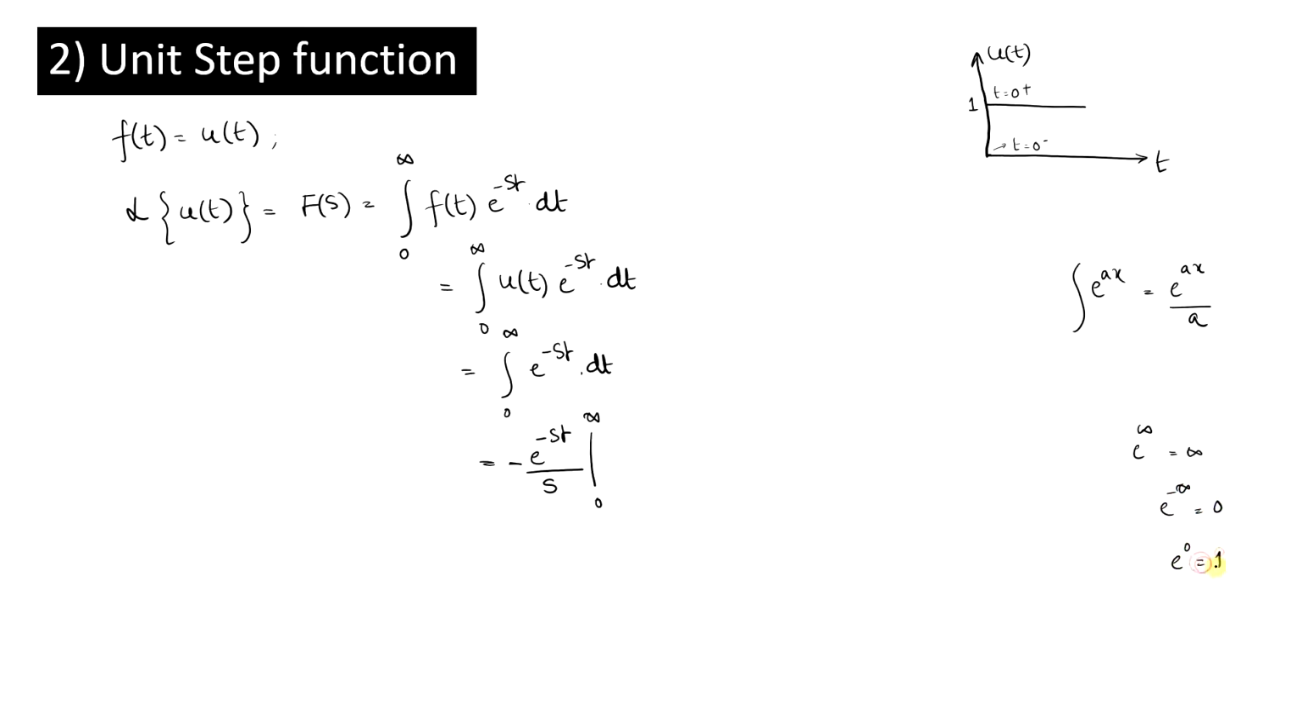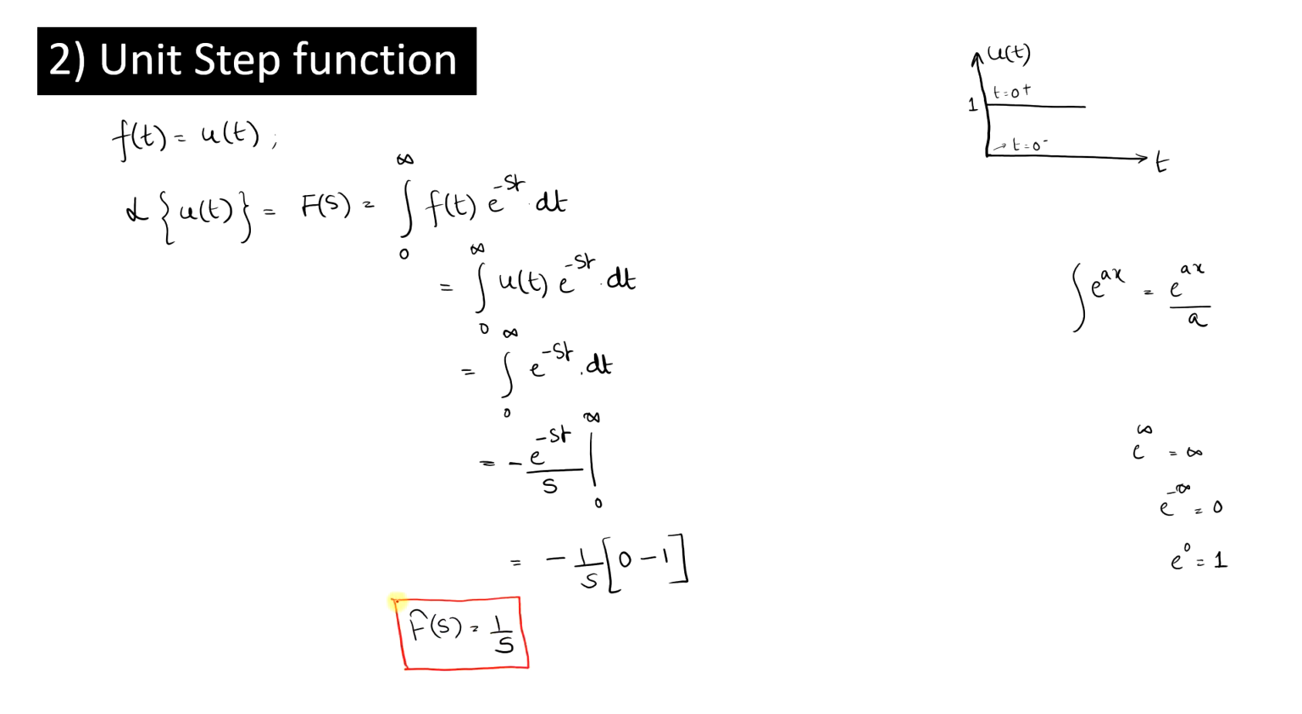In this case it is e power minus infinity, so the first term will be completely equal to 0. Let me bring this minus 1 by s outside. So this is 0 minus e power 0 is 1, minus of minus. So you get finally the expression f of s to be equal to 1 by s.